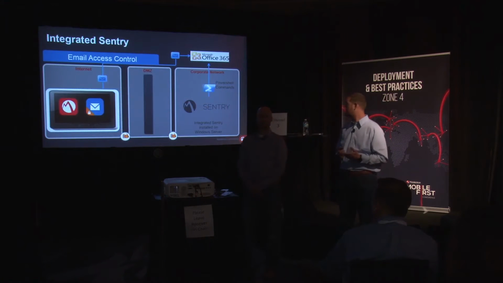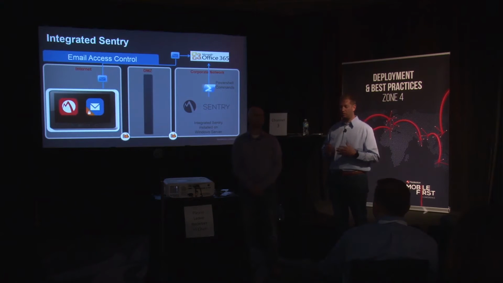Now, when we talk about integrated Sentry, we're talking about sticking a Windows machine internal to your network. And essentially, as Chris pointed out earlier, it's only making PowerShell commands out to the O365 environment. So from a device perspective, you are not routing any mail on-prem. You're going directly to O365.